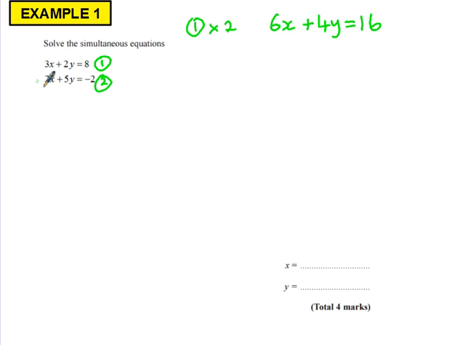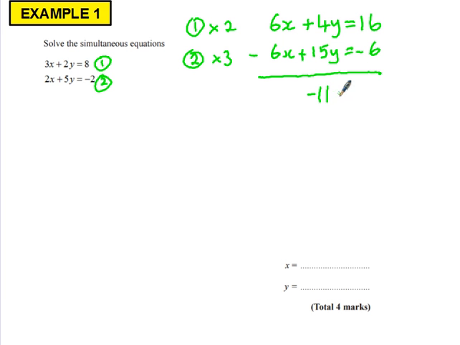Remember, we want to get 6 x's in equation 2 as well, so I'm going to multiply equation 2 by 3. If I do that, I get 6x plus 15y equals minus 6. Now, the reason why we wanted to get the same amount of each is because we can now do this. I'm going to do equation 1 subtract equation 2. So 6x subtract 6x is 0x. 4y subtract 15y gives us negative 11y. And 16 subtract negative 6 is 22.